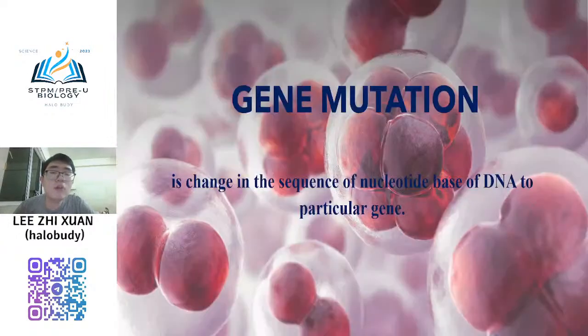Now we go to gene mutation. What is this? Gene mutation is a change in the sequence of nucleotide bases of DNA in a particular gene. So gene mutation only occurs in the gene, that is, in the nucleotide bases, A, T, C, G, or A, U, C, G. Normally it is ATCG. Our nitrogenous bases undergo a sudden change.